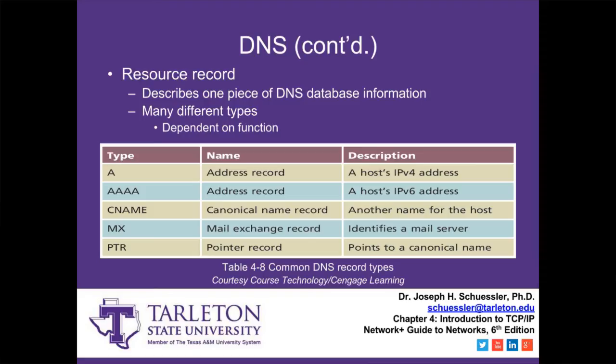And some of the different types of DNS records that exist are A records, AAAA records, CNAMEs, MX, and pointer records. A versus AAAA, we're talking about IP version 4 versus IP version 6. And these are just the basic records that are going to tell us what the IP address is for a particular domain name. Canonical name record, it's another name for the host, so we may have more than one name for the host. Mail servers for MX, and then pointer records pointing to a canonical name.